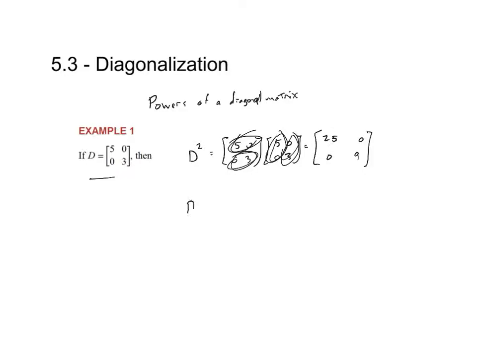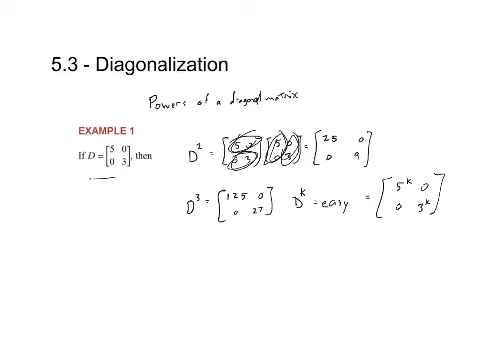So if I want D cubed, the same thing happens again. You would have 125 here, 0, 0, and 27 there. So that's kind of interesting. D to the kth power, easy, right? You just multiply those entries to that power. So you have 5 to the k, 0, 0, and then 3 to the kth power. There's not much computation involved in that. We have a formula for that.